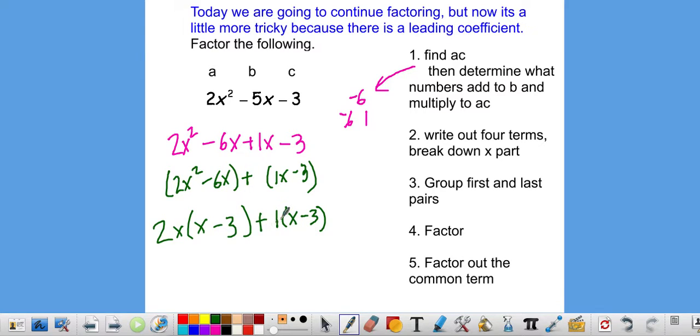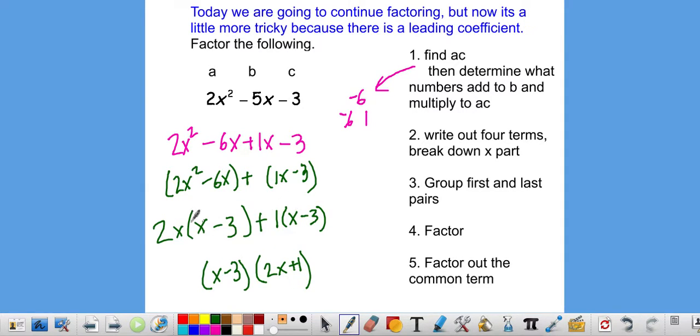And now this looks really complicated, but what's cool about this is we're basically done. We just have to do one more piece of factoring. We have to ask, given this whole term and this whole term, what do they have in common? Well, they have an x minus 3 in common. They both have an x minus 3. So we can actually factor out that x minus 3. So x minus 3 gets factored out, and then we're left with 2x plus 1. And we're all done. 2x squared minus 5x minus 3 factors to x minus 3 times 2x plus 1.